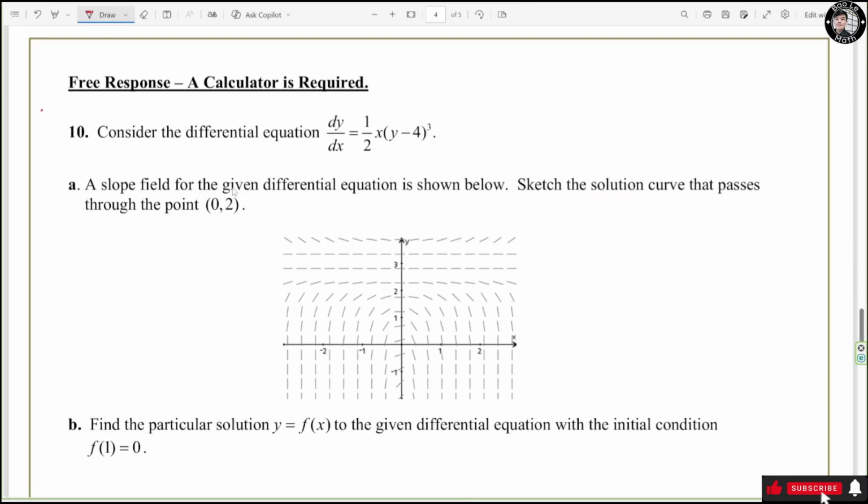Now let's move on to question 10. Consider the differential equation dy over ds equals 1/2 s times y minus 4 cubed. A slope field for the given differential equation is shown below. Sketch a solution curve that passes through the point 0, 2. So point 0, 2 is right here, right? If you substitute 0, 2 into this equation, of course, the slope equals 0, right? So right here should be horizontal, right? Now, you just follow the flow of this one right here, right? So it could be something like this.